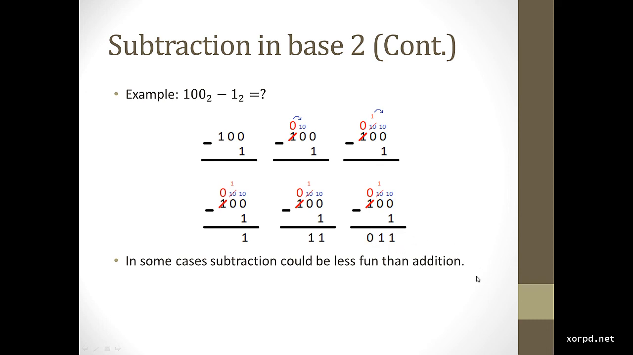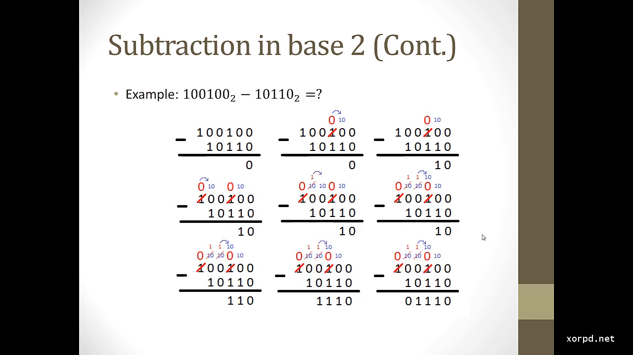By now you've probably noticed that in some cases subtraction could be less fun than addition, because we have to borrow from some distant digit sometimes. Another example, and this is about as complex as it gets. We want to subtract this number from this number. As usual, we first write those two numbers vertically aligned to the right. We begin with 0 minus 0, which is 0.